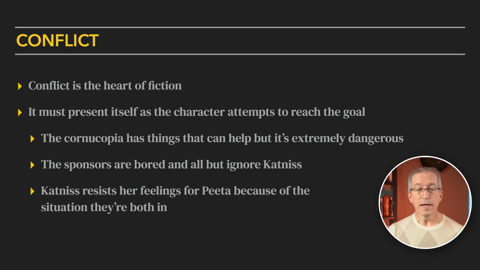Katniss resists her feelings for Peeta because of the situation that they're both in. In other circumstances, she might like to explore that interest with Peeta and see if it might grow into love, but she can't. They are going to be forced to fight other children and maybe each other by the end. So how can they possibly start to explore a love interest while they're going through this? Katniss feels like they can't.